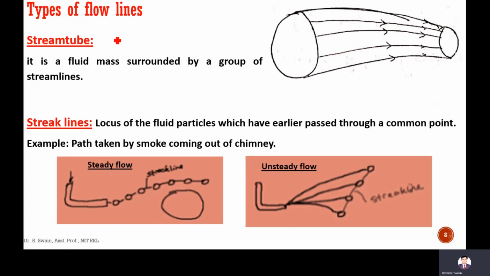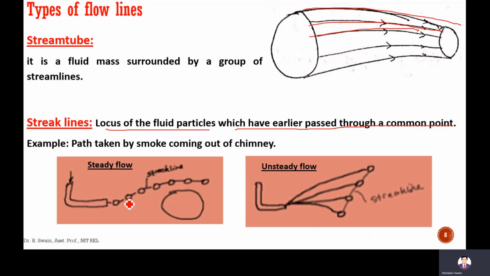The stream tube. Stream tube is nothing but this fluid mass surrounded by a group of streamlines. These are a group of streamlines. So the fluid mass surrounded by a group of streamlines is called a stream tube.